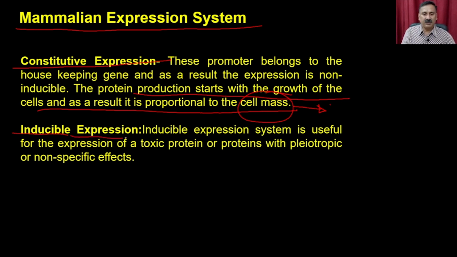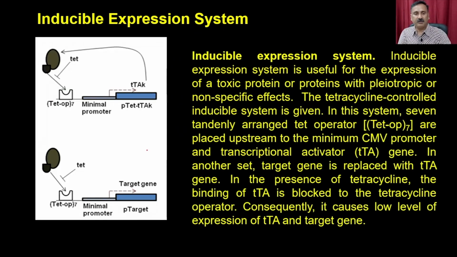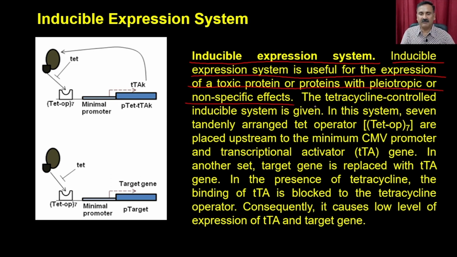Whereas in the inducible expression system, you can use that for the expression of a toxic protein or proteins with pleiotropic or non-specific effects. In the inducible expression system, you can use the Tet-On and Tet-Off systems. So the inducible expression system is useful for the expression of a toxic protein or proteins with pleiotropic or non-specific effects.